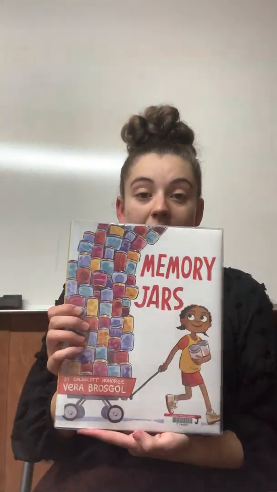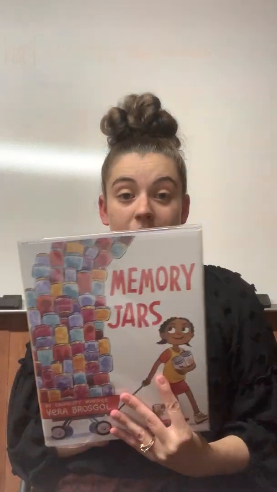So I'm going to begin the lesson by reading the book that I have picked out, and it is Memory Jars by Vera Brosgol. It is a very good book. Everybody loves this book. I got it from our local library, and it is a Caldecott honoree. Everybody was really familiar with it. And during the reading, I'm going to ask questions that pertain to the book and its literary elements. So, I'm going to read the book.